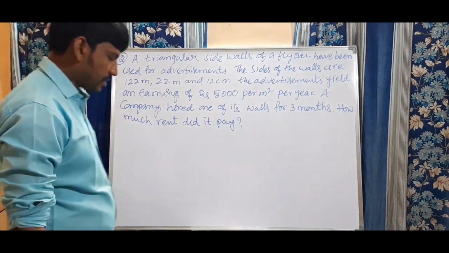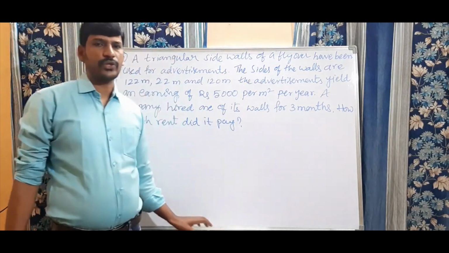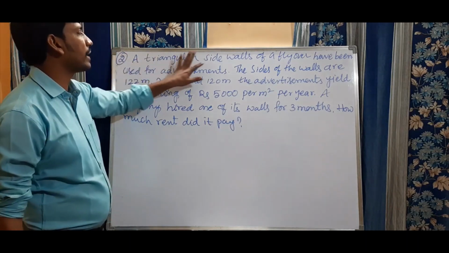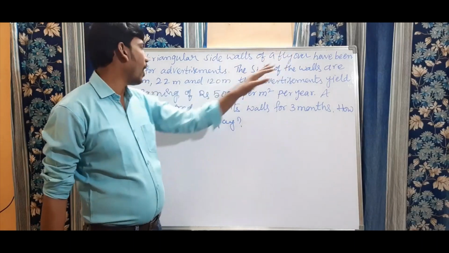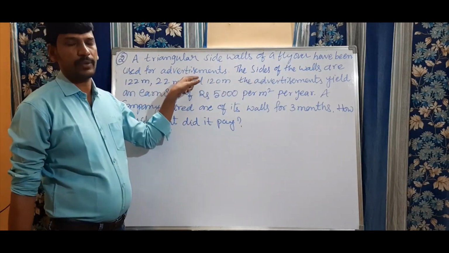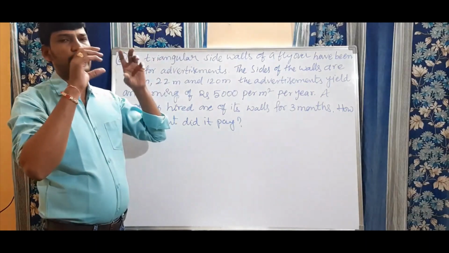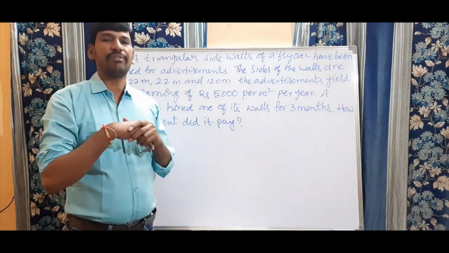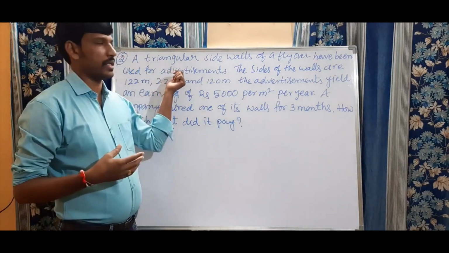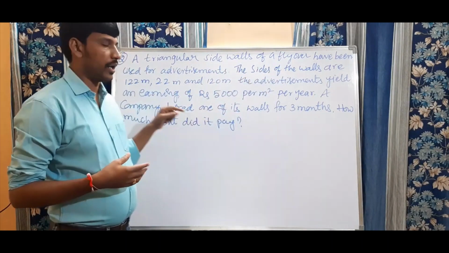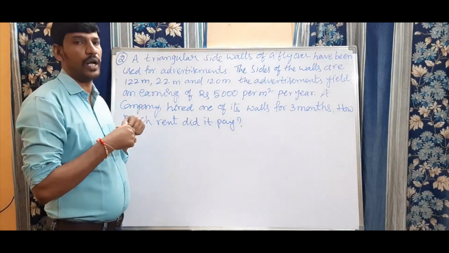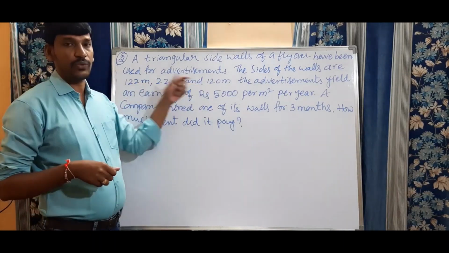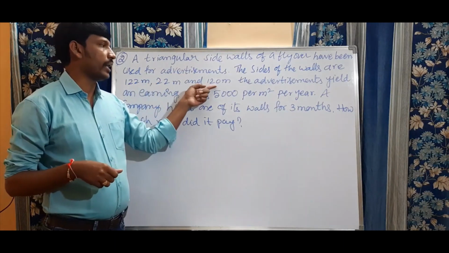Right, children. So just now we completed question number 1. Now let us move to question number 2 here. Now see this here. Question number 2. The triangular side walls of a flyover have been used for advertisements. We will observe flyovers also. They can use them for advertisements. Clear? Here they are using the side walls of the flyover for advertisements. The measurements of the sides of the wall are nothing but 122 meters, 22 meters and 120 meters.